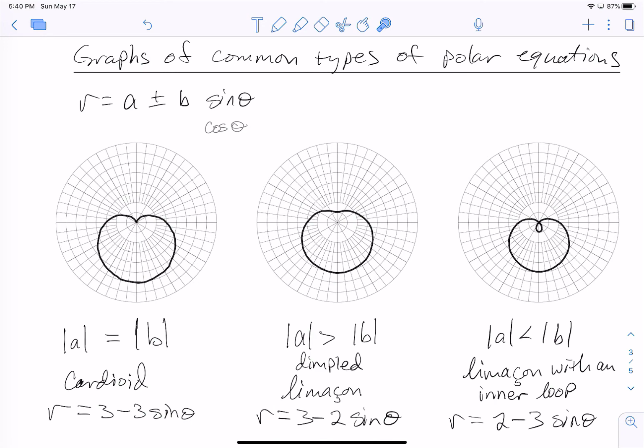So to sum up these ones, if a and b are the same in magnitude, we're going to touch the pole, and we have that cardioid shape. If a is in magnitude larger than b, we don't quite touch the pole, so we end up with a dimple. And if a is in magnitude less than b, then we end up with that loop.